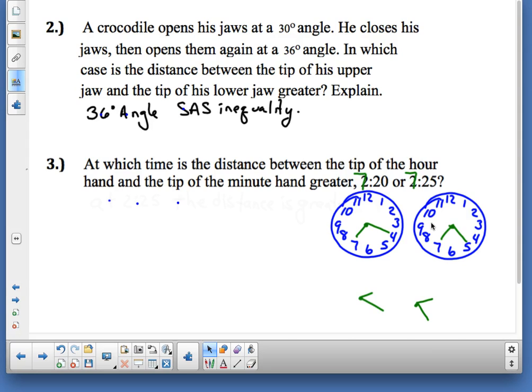Which one is it this time? So which one's open wider? 7:20, right? Weird, right? Depending on how I position the clock and the hands. But in the question itself, 2:25 was greater. But you've got to make sure you're careful.